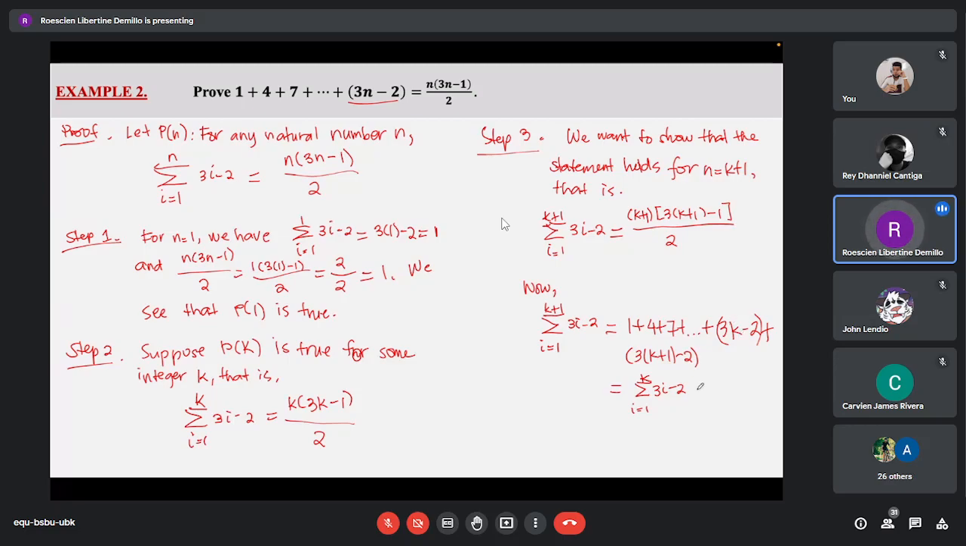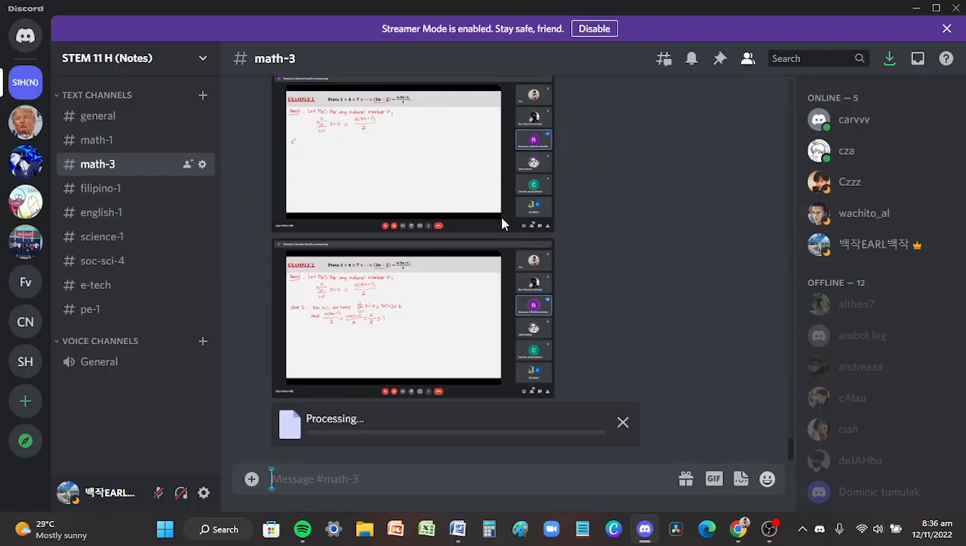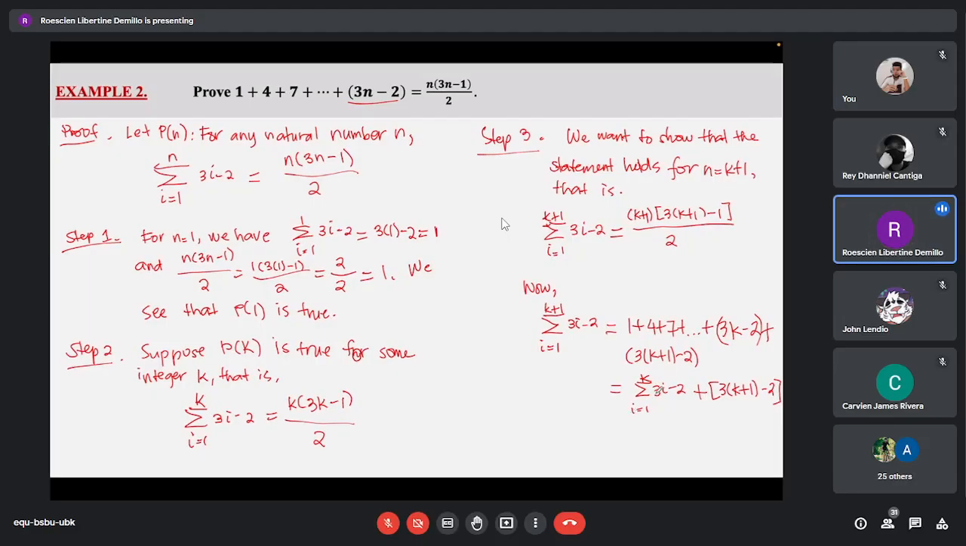Nag-copy din na to ang plus, ato lang nga naon. K plus 1 minus 2. And this one, we know from step 2 nga this is just equal to this. So we substitute this in here. So this becomes k times 3k minus 1 over 2 plus this one. 3 times k plus 1 minus 2.